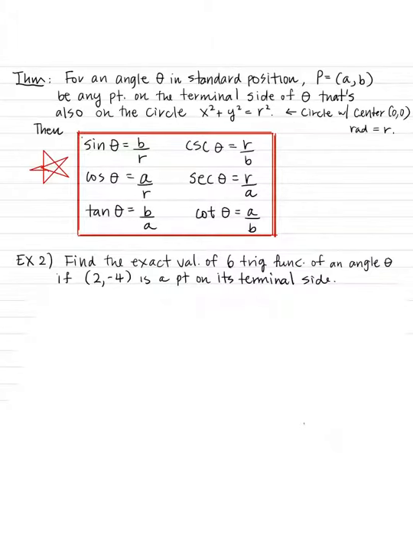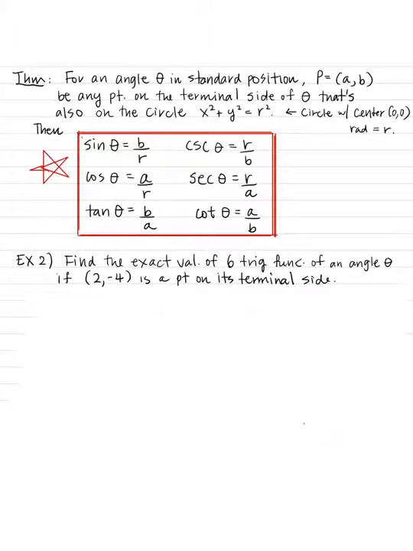Okay, so let's just go over the theorem. For an angle theta in standard position, let P equals (a, b) be any point on the terminal side of theta that's also on the circle x squared plus y squared equals r squared. This is just the equation of the circle centered at (0, 0) with radius r. Then sine of theta equals b over r, cosine theta equals a over r, and so forth. I think we've seen this before in section 7.4, pretty much the same thing.